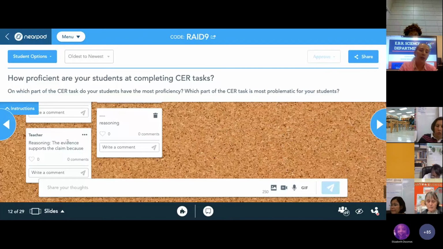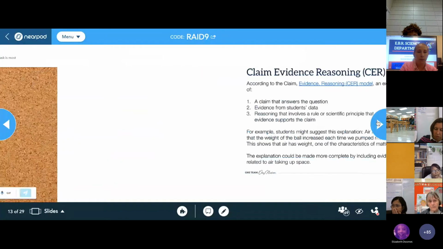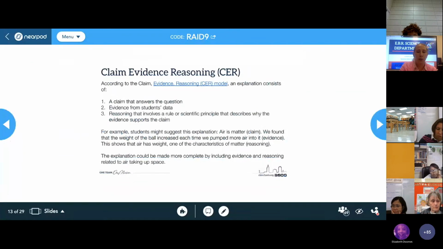But if you give your students this right here, from the beginning of the year, you start with the evidence supports the claim because, it gets them to understanding what the reasoning is, why it's there, and how they should format it. So according to claim, evidence, reasoning, you have to have a claim that answers your question, evidence from student data, and then reasoning that involves a rule or a scientific principle that describes why the evidence supports the claim. It tells you right here why, so just give it to them. In the sentence, the evidence supports the claim because.